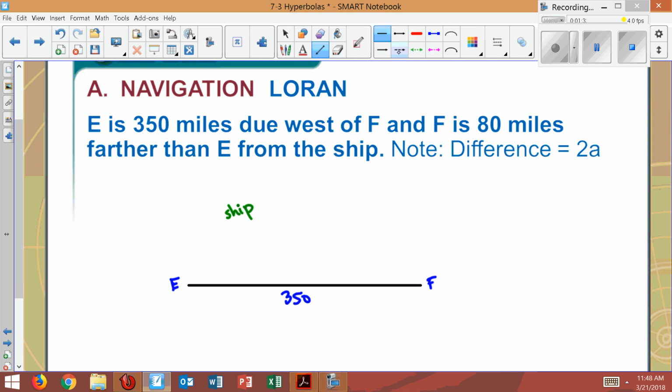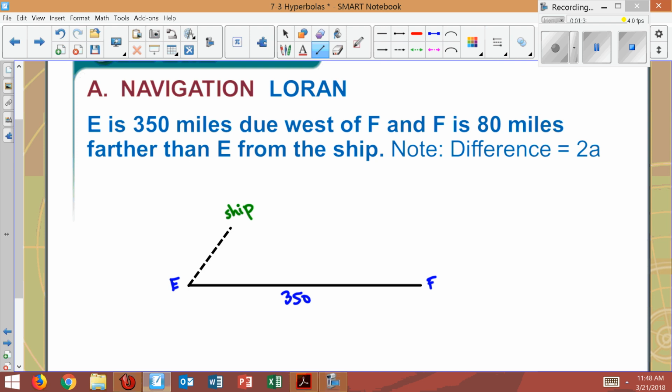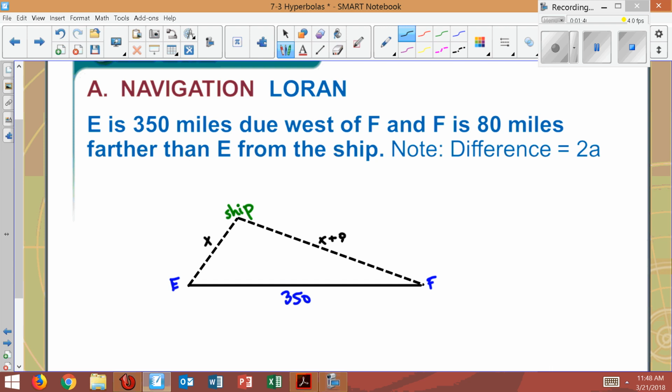The reason I put the ship towards E is because this distance is going to be 80 less than this one. Said another way, if this is x, this is going to be x plus 80. Now to help us solve this, I'm going to make the center be right there. Then E is going to be located at (-175, 0), because these are 350 apart, and F is going to be at (175, 0).